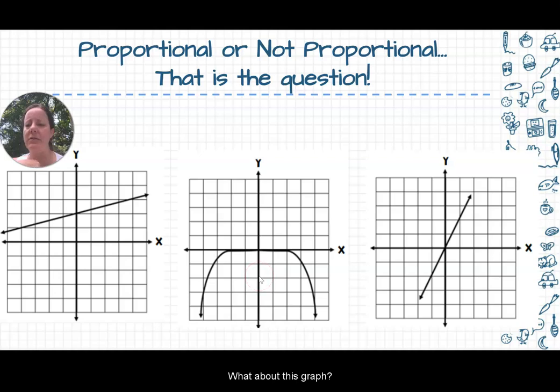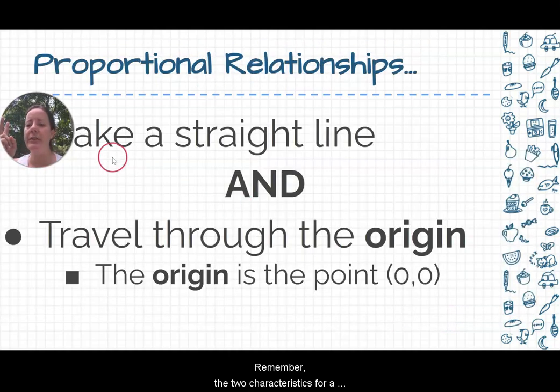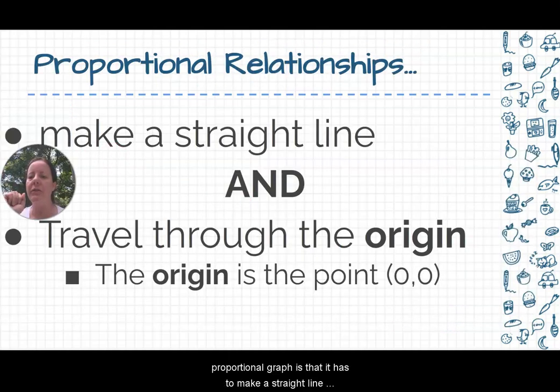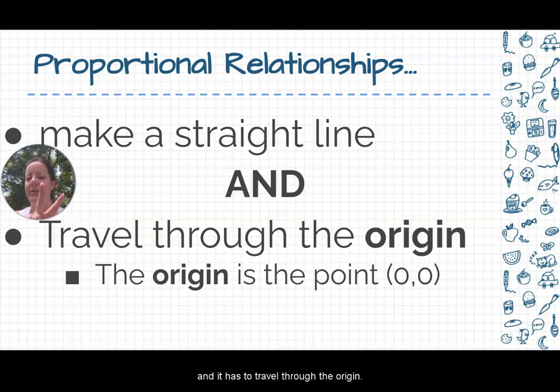What about this graph? Is it a straight line? Well, right off the bat, we can say no because it has a curve or a bend to it. If it's not a straight line, it's not proportional. Go to the third one. 1, is it a straight line? And is it going through the origin? Yes. So this graph is proportional. Remember, the 2 characteristics for a proportional graph is that it has to make a straight line and it has to travel through the origin. Remember, the origin is 0, 0.